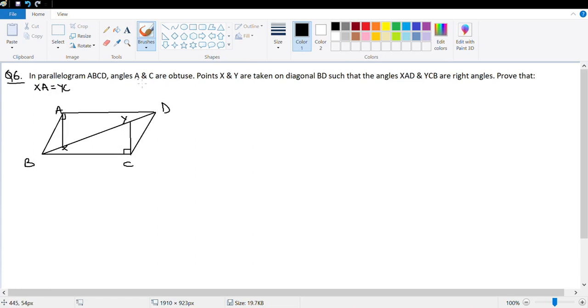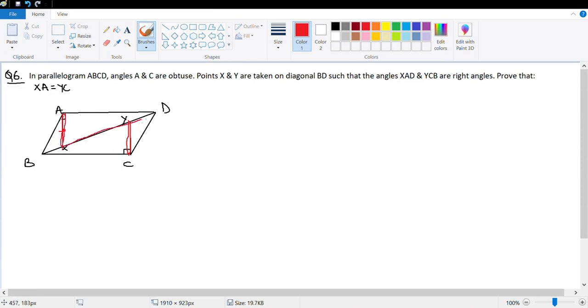I hope you realize it takes some effort and concentration to first get the diagram correct. We need to prove that XA is equal to YC. So let's figure out XA and YC are a part of which triangle. So XA is this side, which is here, and YC is here. So these are a part of two triangles, either this small one and this small one, or I look at this ADX and the other one is YBC. So let's try and look at this.